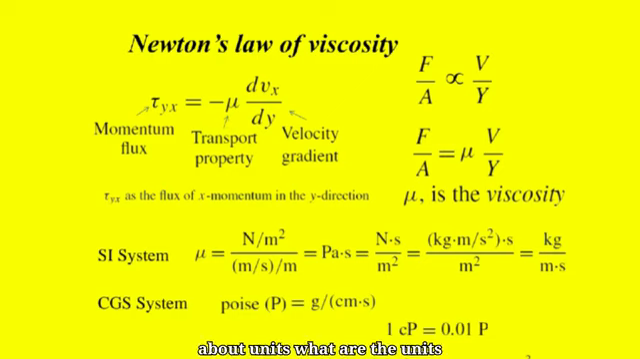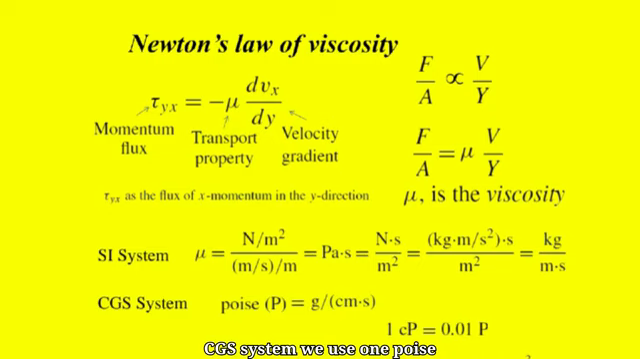Next we are going to talk about units. What are the units of the terms that we are discussing right now? Mu, as you know, is expressed in SI units as Newton per meter square into second upon meter per second per meter, which is nothing but Pascal second. Or more fundamentally, mu is kilogram per meter second.